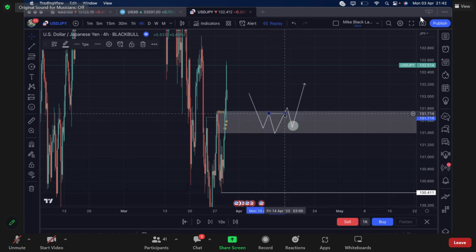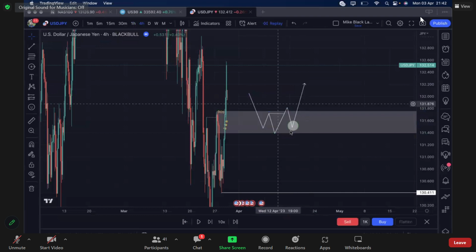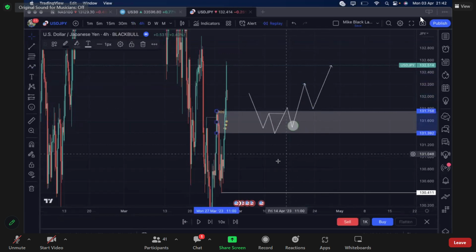So Michael, you then saturated in the point of interest. Yes, possibly. And not necessarily. Remember what we said about a true change of character, right? So this is my first step. My second step, it respects it, and my third step is a break of structure. And then your confirmation entry on a change of character is this one.